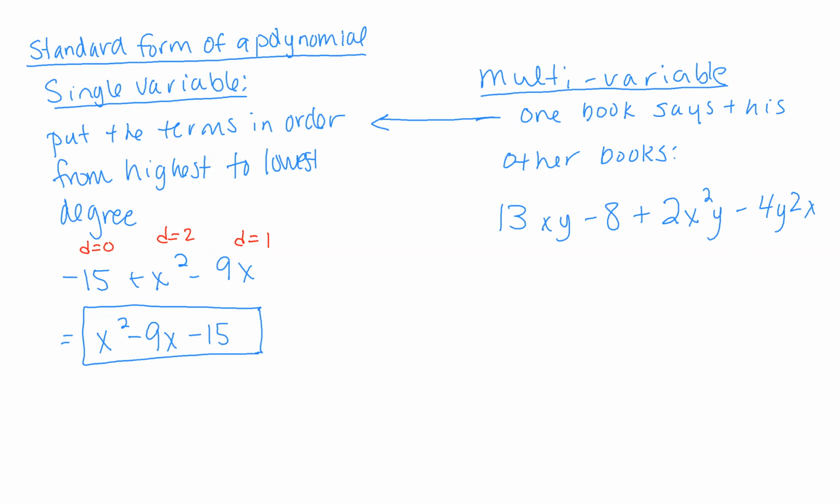What they do is they look at this alphabetically. So they find whichever variable comes first in the alphabet, so the x. So they would put the terms in order based on the x's first and then the y's second. So it gets a little dicey with something like this. So they might put it in order saying it's 2x squared y, and then they would do minus 4y squared x, and then 13xy, and then minus 8, okay? Luckily, you don't see this so much.